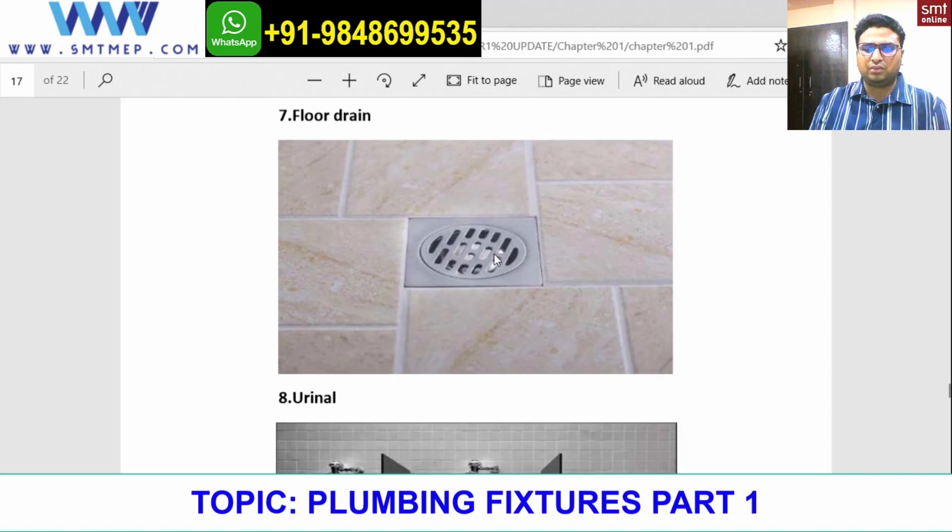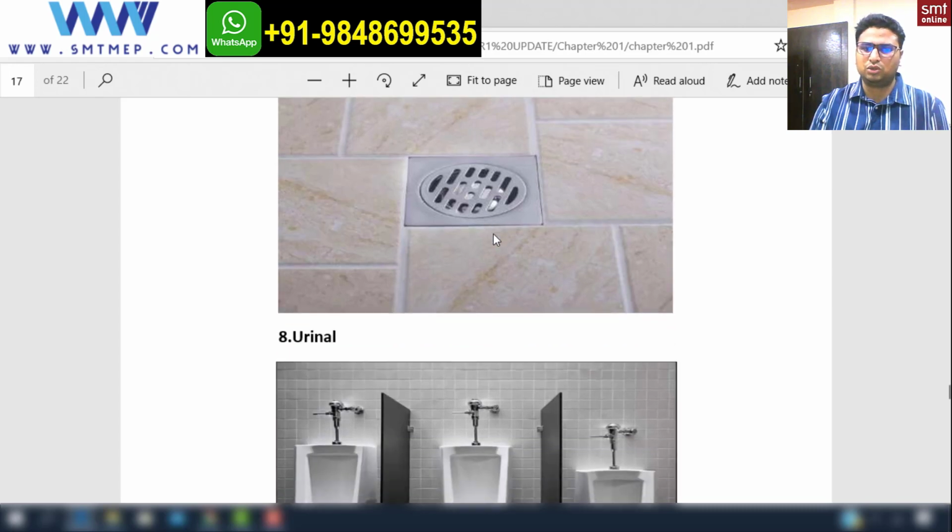Floor drain is nothing but a fixture where unwanted water in the floor area or any area I can drain at the drain point. So this is generally what you'll see in bathrooms, and in between lobbies, just for unwanted water to be cleaned out. So one more fixture.